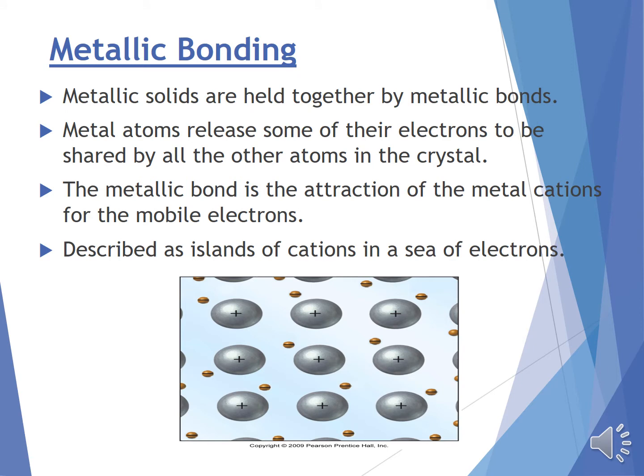Metallic bonding. Metallic solids are held together by metallic bonds. Metal atoms release some of their electrons to be shared by all the other atoms in the crystal. A metallic bond is different from the covalent and ionic bond. Instead of a bond just between two atoms, a metallic bond is a sharing of valence electrons between many atoms of a metal element.